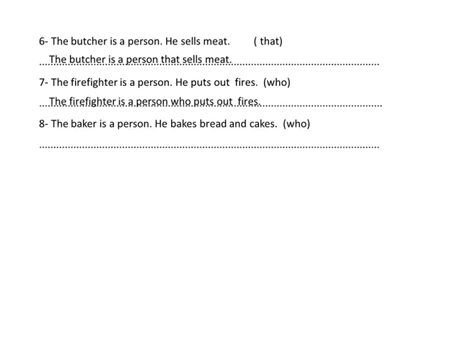Number 8, the baker is a person. He bakes bread and cakes. We can use "who." The baker is a person who bakes bread and cakes. We join the two sentences using "who" as a relative pronoun.